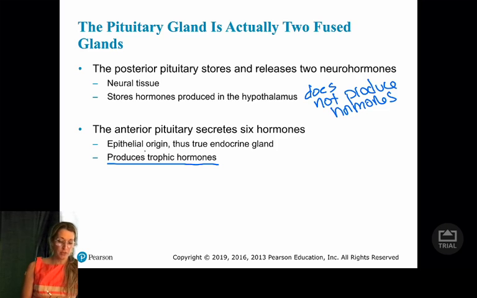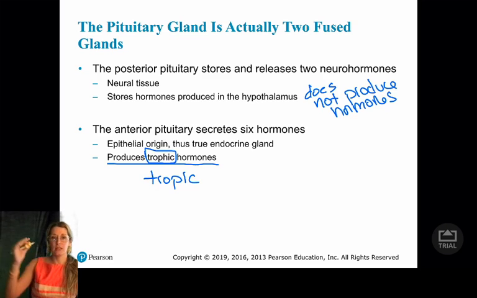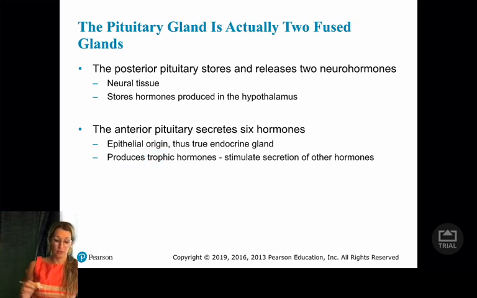So there's some confusion, debate, different terminology. Some people say trophic hormones, and then there's also tropic hormones. And these are 2 different things, but they're often used interchangeably. And what this means is that there are levels. So this is a hormone that causes the production of other hormones. So it stimulates the secretion of other hormones. All of these anterior pituitary hormones stimulate the secretion of other hormones.